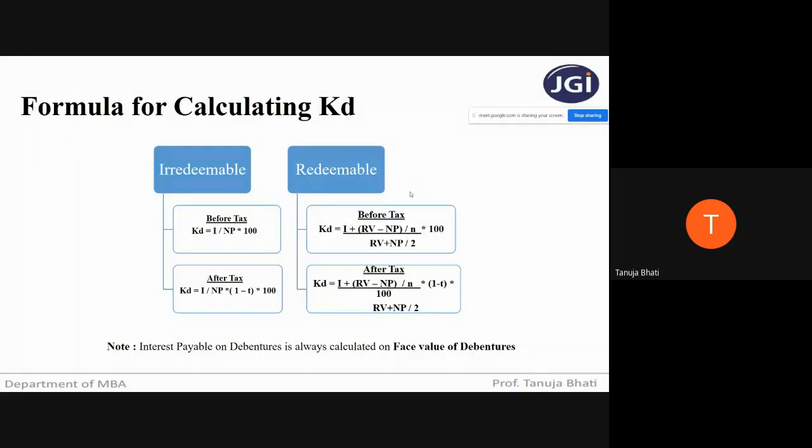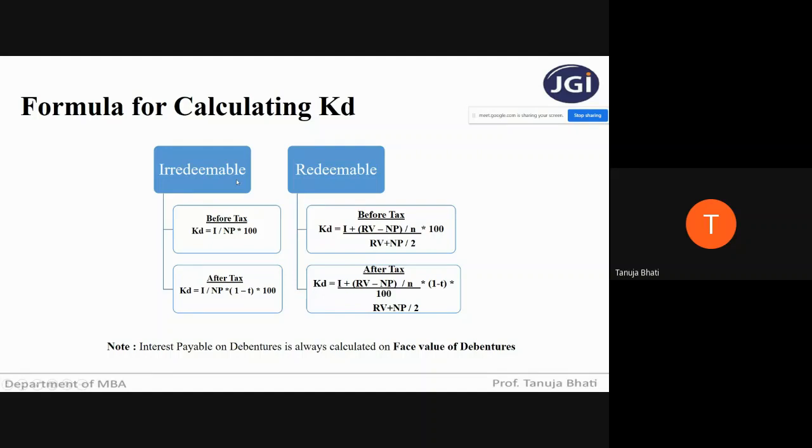Before moving ahead to the problems, let us quickly revise the formulas which will help us in calculating KD. K stands for cost and D stands for debentures, so KD is nothing but cost of debentures. First, in the problem you have to identify whether it is an irredeemable debenture or a redeemable debenture. An irredeemable debenture is one which is not repayable during the term of the debentures. Redeemable debentures are repayable after a specified or definite period of time for which the debentures are being issued.